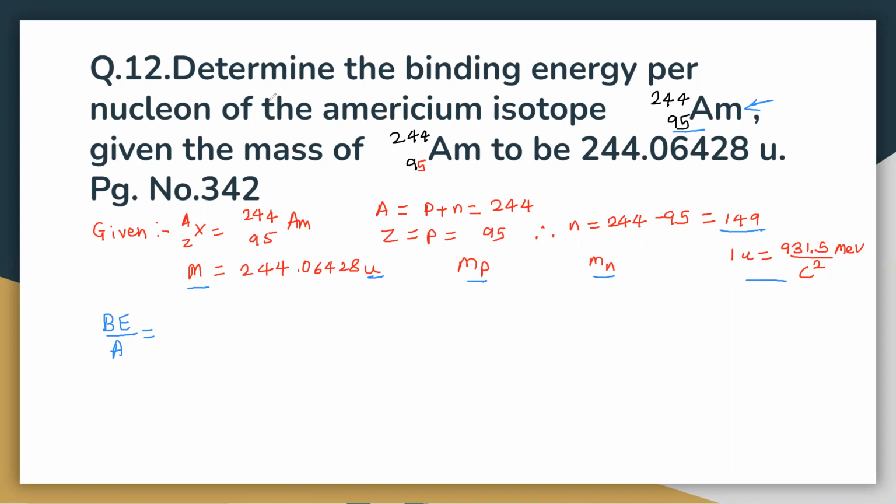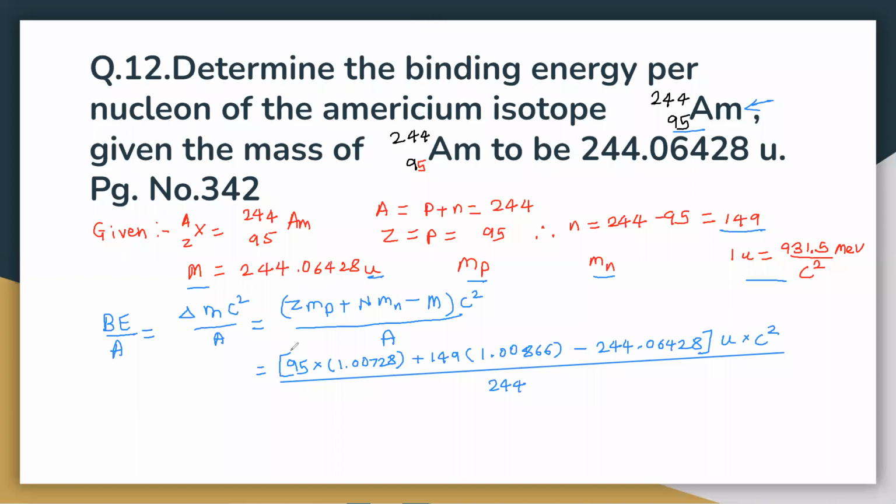And here they are asking us to find out binding energy per nucleon. But binding energy is nothing but what? It is nothing but mass defect into C square upon A. And we are aware of the binding energy formula. So let's write that formula for binding energy and substitute all given values. So instead of del M, we'll write ZMP plus NMN minus capital M into C square upon capital A. Now the value of Z is 95.